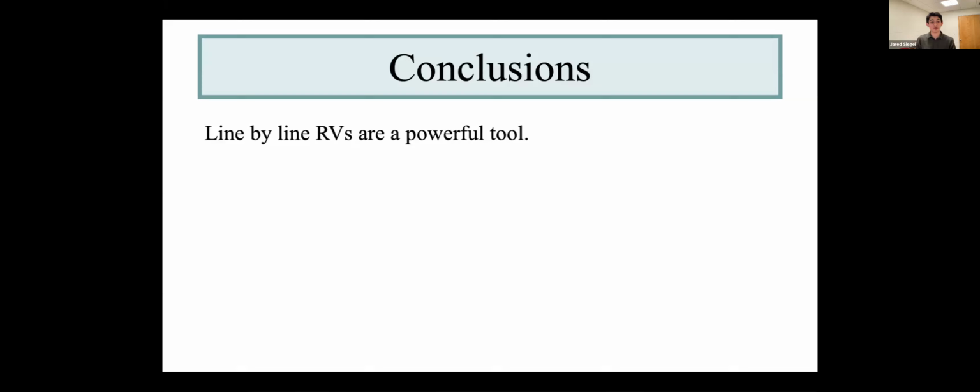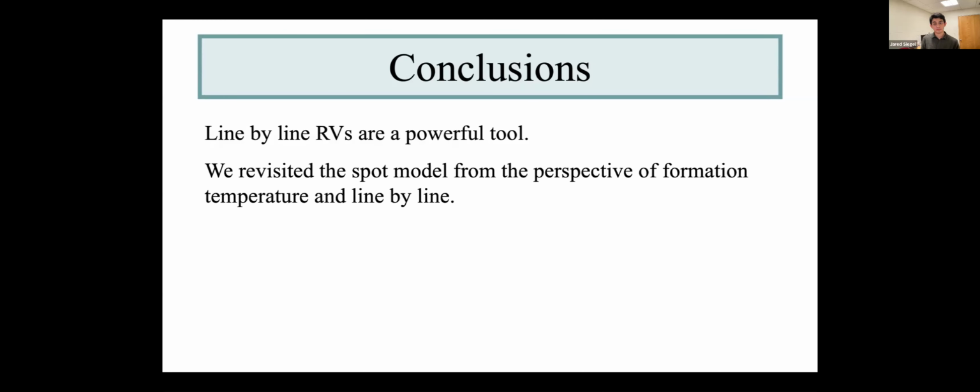Hopefully the thing you took from the first part of the talk is that line-by-line RVs are great. And even if you are only interested in instrument systematics, they can still be very valuable to you. But again, the reason line-by-line RVs are advantageous is really just this idea that stellar activity does not affect all spectral lines in the same way. So when we average over all that information, we're losing a lot of ability to start studying these processes.